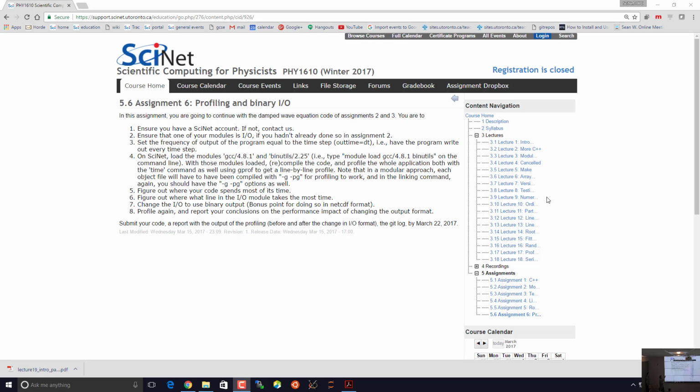So you want to figure out where your code spends the most time, and then figure out which I/O line is the most expensive, because the next step is for you to change your I/O from the text-based I/O that you had before to binary output, and to do the profiling again and see the difference. Okay? And so we need all your code and a report with the output of the profiling and an explanation of what happened, and your Git log by next week. All right?